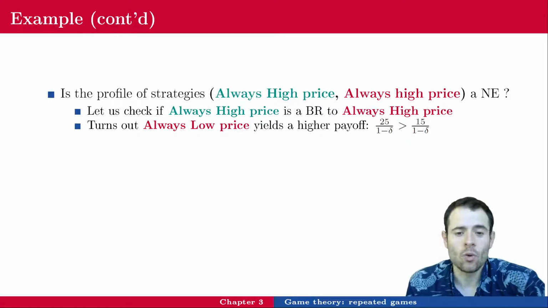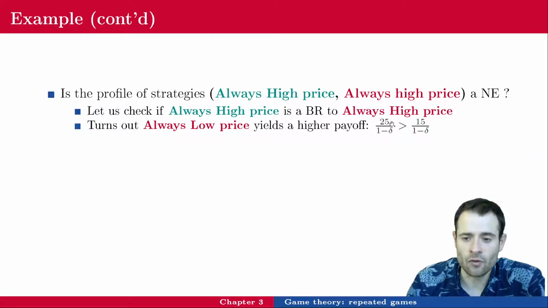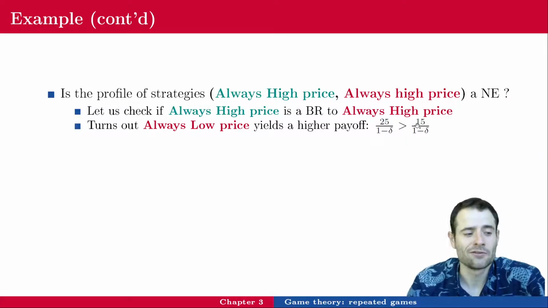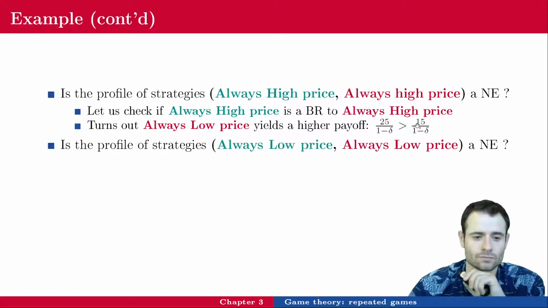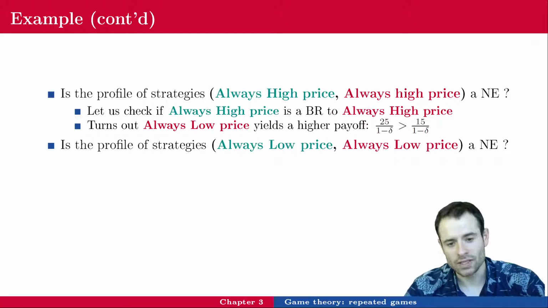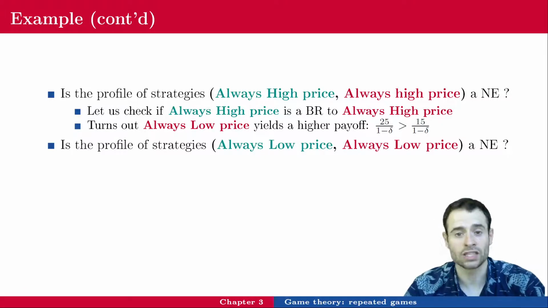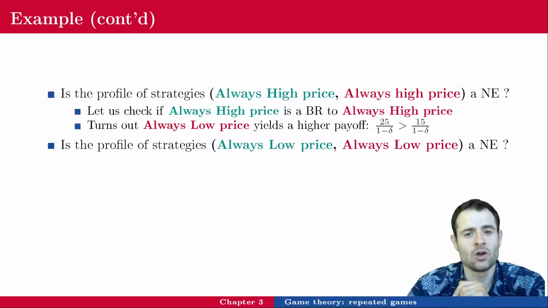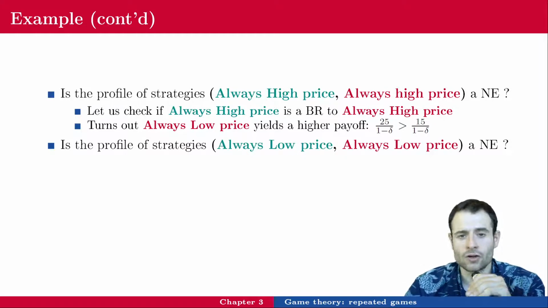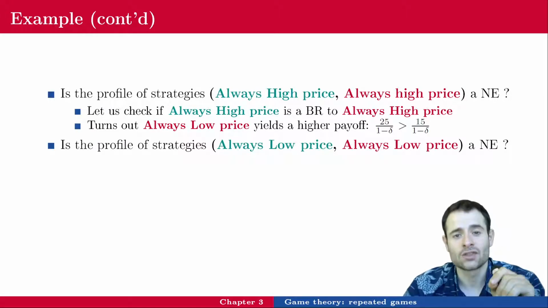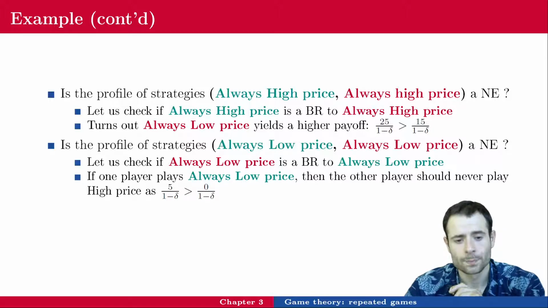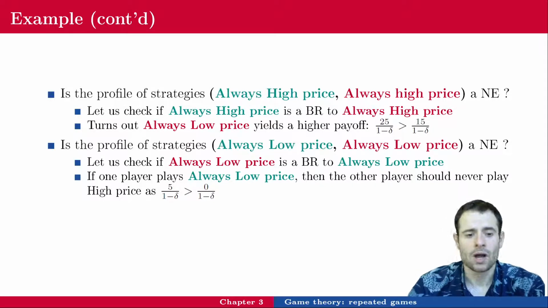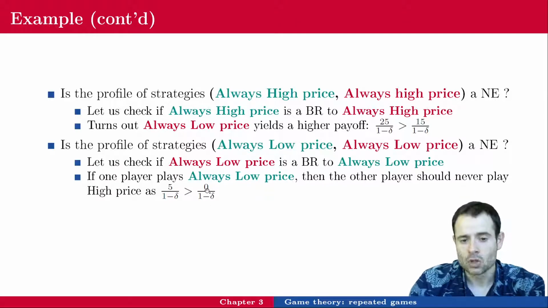Well, always low price always yields a higher payoff. 25 forever is bigger than 15 forever. Now, is the profile of strategies always low price a Nash equilibrium? If one firm is going to play low price forever, then the other firm doesn't want to play high price. It's going to get screwed. Because playing high price when the other firm plays low price means a payoff of 0. So it's better to also play low price to get 5 forever instead of 0 forever.